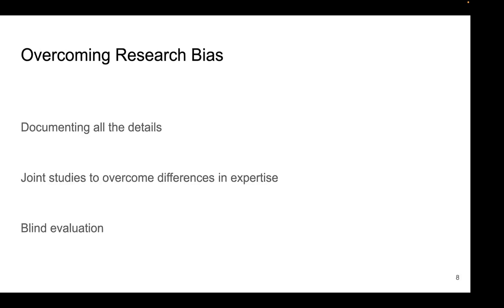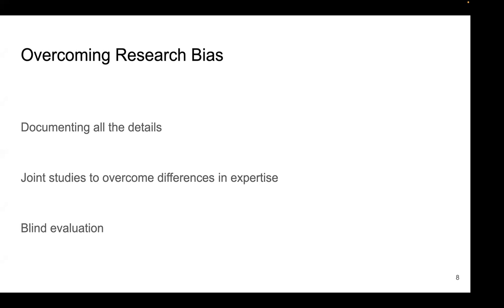And so they proposed 3 different directions going forward in order to help overcome this bias. The first was to just document everything that you're doing, because every little decision you take contributes to how you get the results. And right now there was not enough documentation on the little decisions that were made. And so it was harder to recreate the results or to build on results.